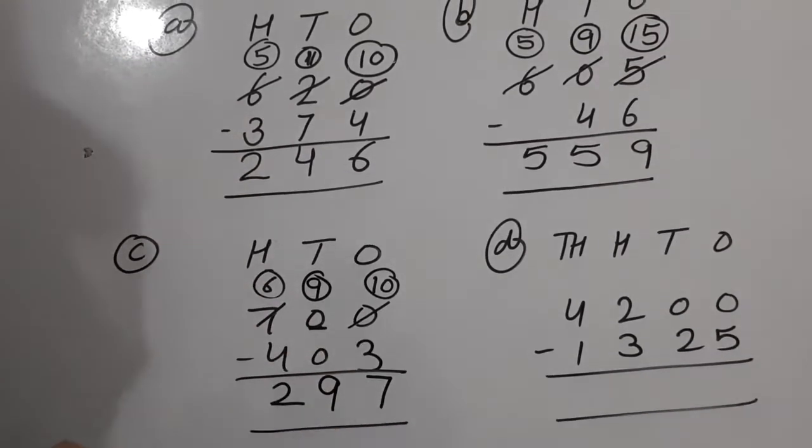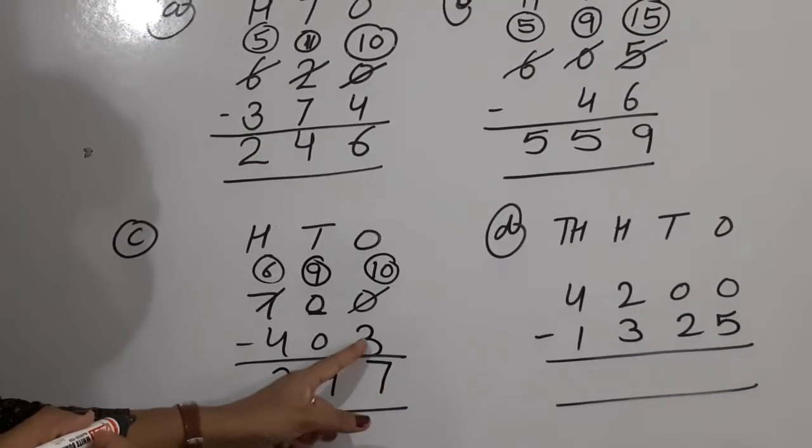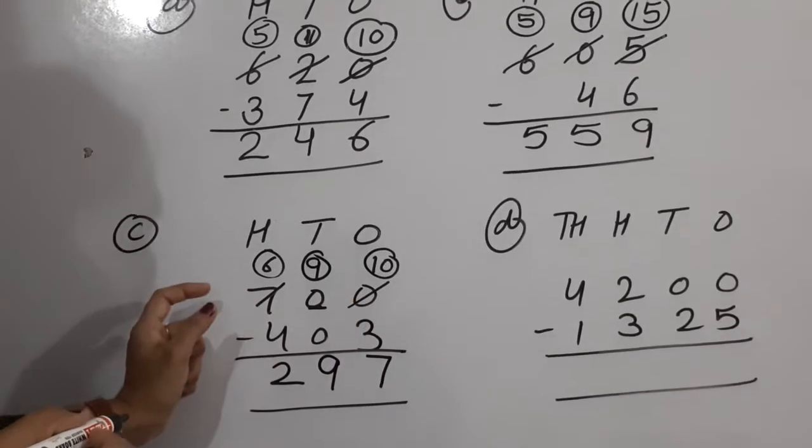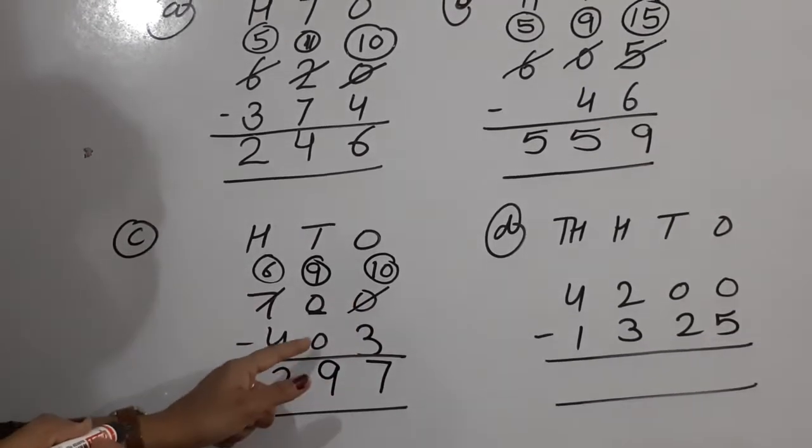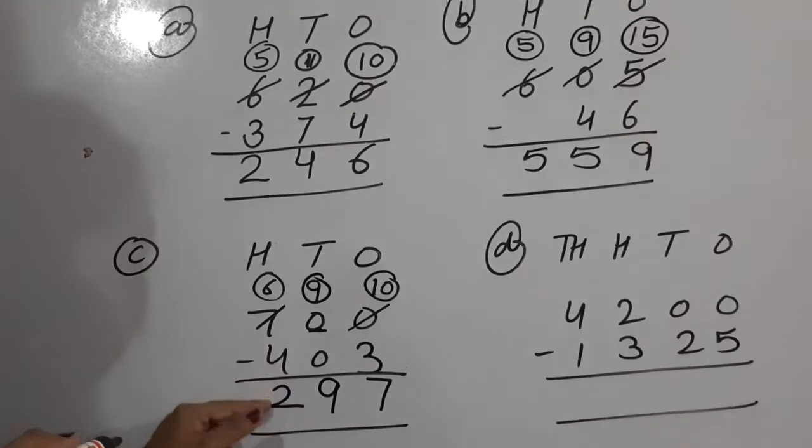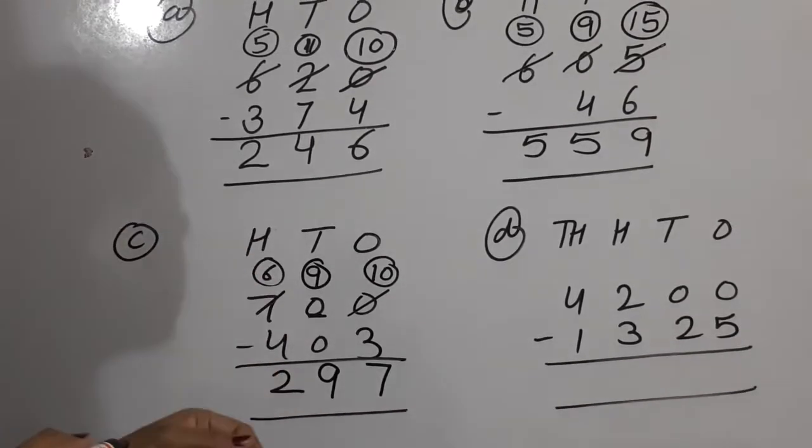Clear? You can check your answer also. 7 plus 3 equals 10, 1 carry. 9 plus 1 equals 10, 1 carry. 4 plus 2 equals 6, plus 1 equals 7.